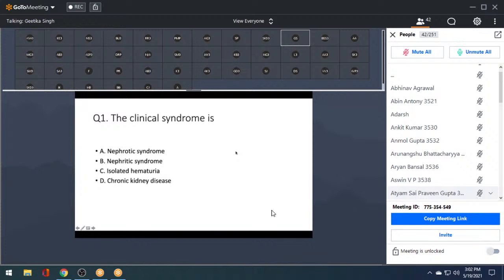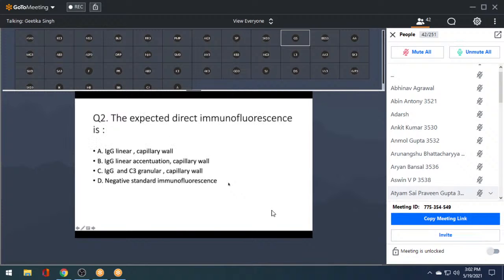So, the clinical syndrome: is it A, nephrotic, B, nephritic, C, isolated hematuria, D, chronic kidney disease? Who would like to answer? Is it too easy now? Nephritic. Nephritic syndrome, right? It is very clear that this patient has a clinical syndrome consistent with nephritic. It's too easy, I think.